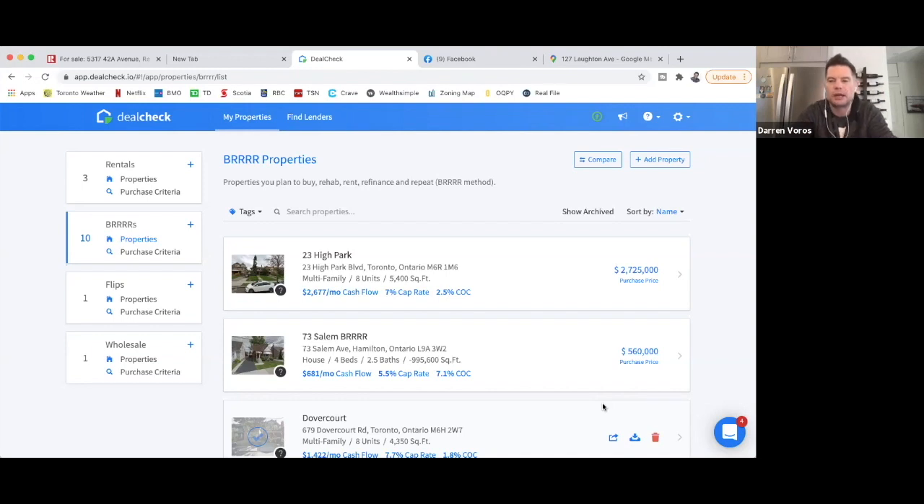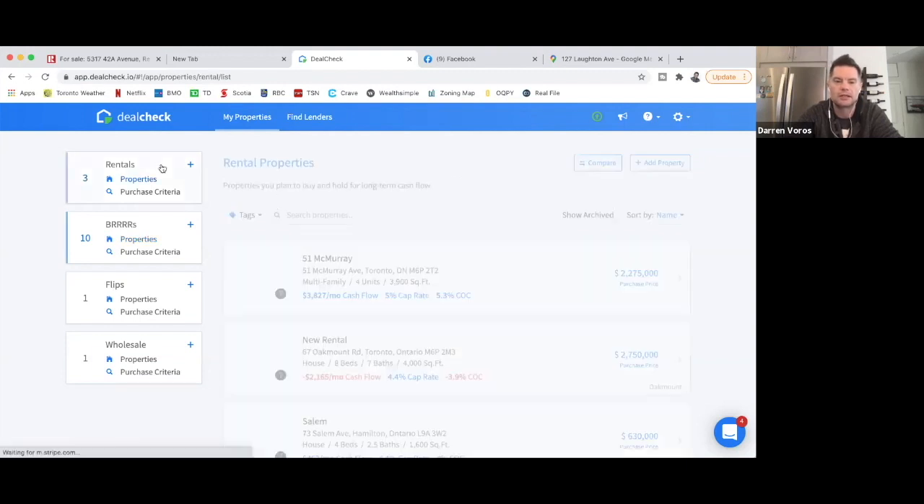I like DealCheck because it gives us a couple of options when we're analyzing properties. We can do just straight up rentals. We can do BRRRs, so buy, renovate, refinance, rent, repeat. We can do flips, and we can do wholesale properties. So I'm assuming let's run this as just a straight up rental, right? Let's analyze it as is right now. We're not going to try to do any improvements on it. We're just going to look at whether it makes sense as a rental.